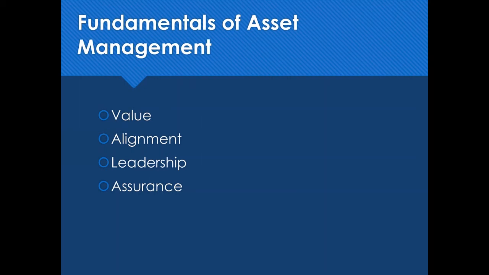The second one is alignment. Alignment is a clear connectivity between the asset and the organization's objectives. It gives visibility and purpose to the work being done by that specific asset. It translates the objectives into technical and financial plans and activities.